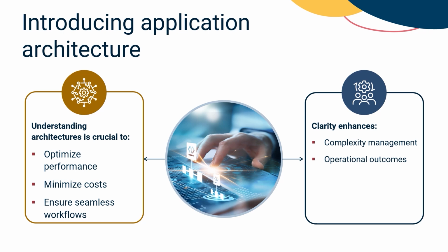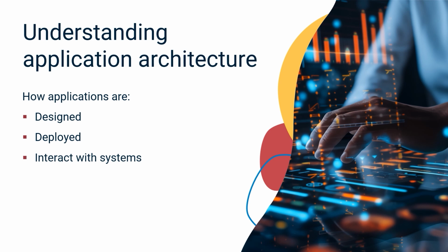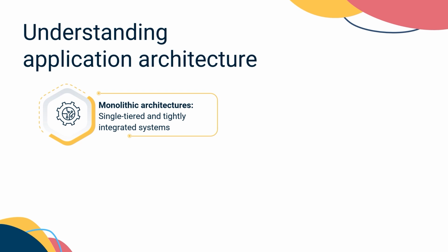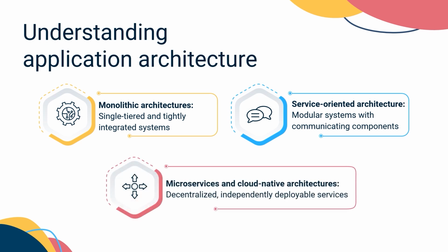Let's understand the role of application architecture in detail. Application architectures are how applications are designed, deployed, and interact with systems. These can be classified into three types. Monolithic architectures are single-tiered and tightly integrated systems. Service-oriented architectures, or SOA, are modular systems with components communicating via defined interfaces, and microservices and cloud-native architectures are decentralized, independently deployable services optimized for cloud technologies.